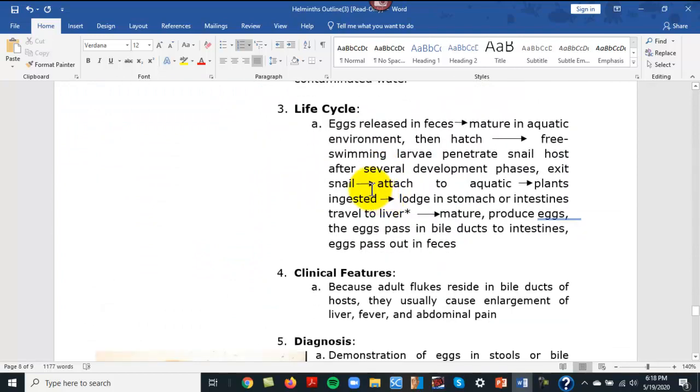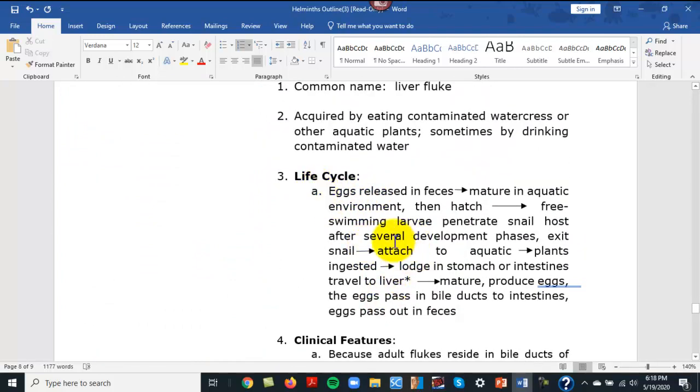Common name liver fluke. All right, so this one has a crazy life cycle. Eggs are released in the feces of a host and mature in an aquatic environment. They attach to plants. They hatch. Free swimming larvae penetrate a snail host of all things. They live a part of their life cycle inside of a snail. They exit the snail and attach to aquatic plants. And then if a person were to eat the plants or drink the water, they lodge in the stomach or intestines.